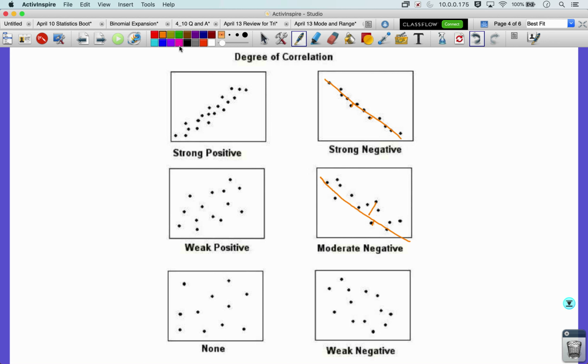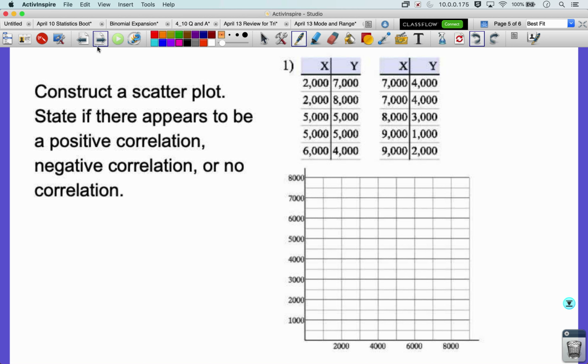So let's list down all the different types of correlation we can have. We can have strong positive, weak positive, strong negative. You can skip moderate negative and just go straight to weak negative, and then none. So I guess there's 5: strong positive, weak positive, strong negative, weak negative, and none.